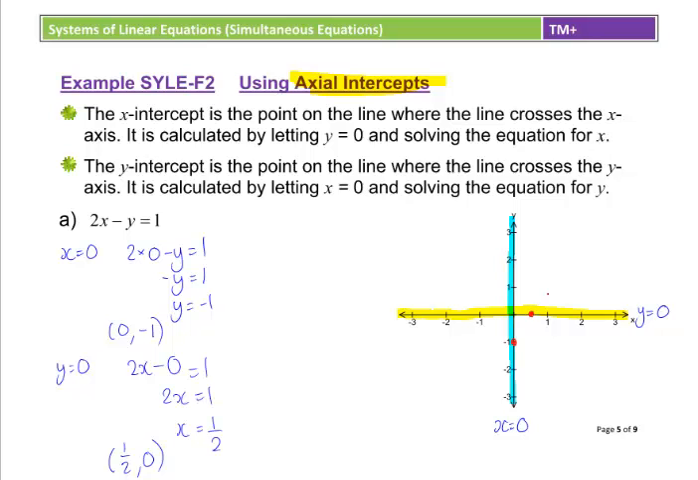Now you could have drawn your axes so that your x-axis went up by halves, which would have made it easier to sketch. And then I put the arrows on either end, and I label my line. Okay.